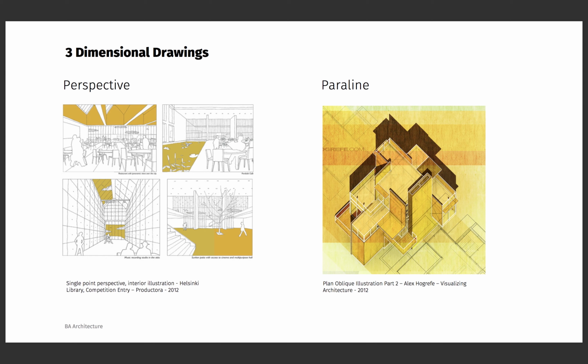world. On the right hand side we see an example of a paraline or an axonometric drawing. This doesn't attempt to reproduce what we see with our eyes, but still represents objects, spaces and buildings as three-dimensional spaces. It gives us a sense of their three-dimensionality, but it doesn't have perspective.